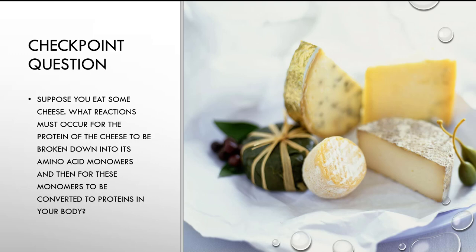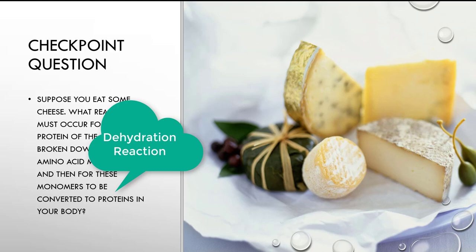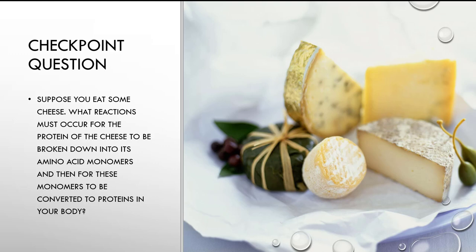So how do cells build the amino acids into a protein? That would be through a dehydration reaction, or a dehydration synthesis reaction. So think: in hydrolysis, we're breaking larger molecules into smaller ones, and in dehydration, we're building smaller molecules into larger molecules.